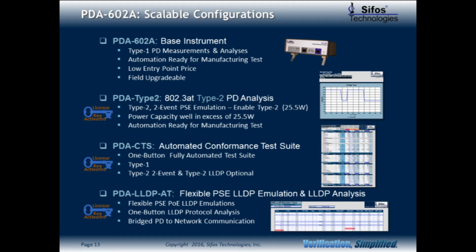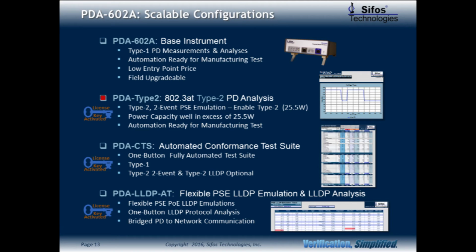The PDA602 can be scaled to offer the best price performance point to each PD test application and environment. The base instrument offers analysis of Type 1 or 13-watt PDs. This includes sourcing with single event classification, DC meters, and trace metering. It fully supports scripting and program automation required for manufacturing environments.